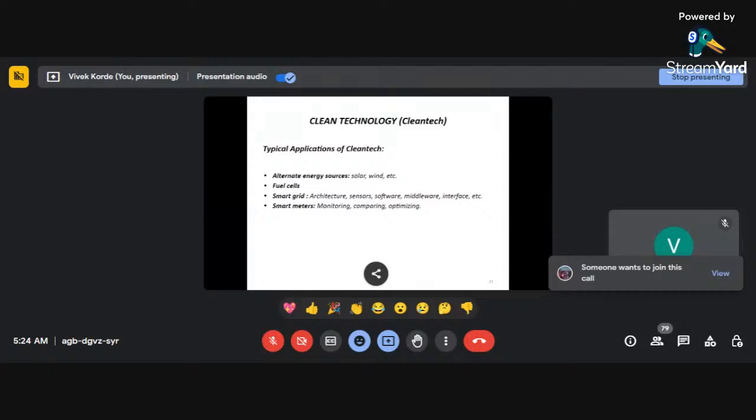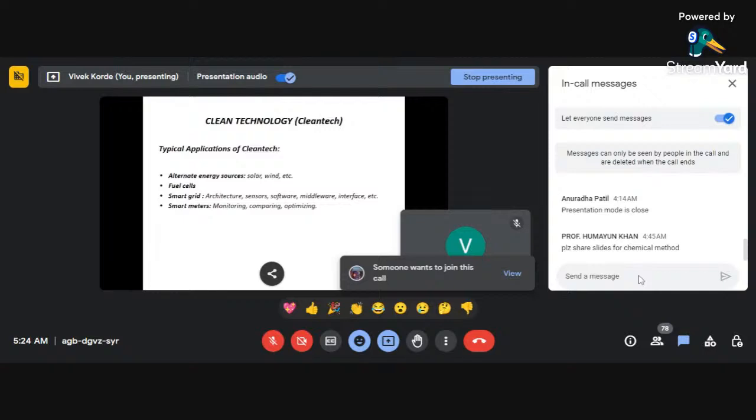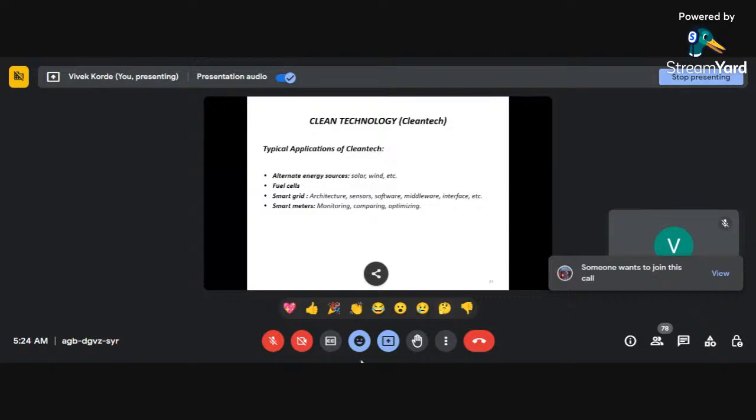Then also nanoparticles or nano surfaces are used in fuel cells as electrode materials. Also, smart grids have emerged as an architecture with sensor software, middleware or interface. In these various forms, smart grids are now equipped. Then smart meters are also made very advanced for monitoring, comparing and optimizing their mechanism. So in this way, this is called clean technology with nanotechnology.